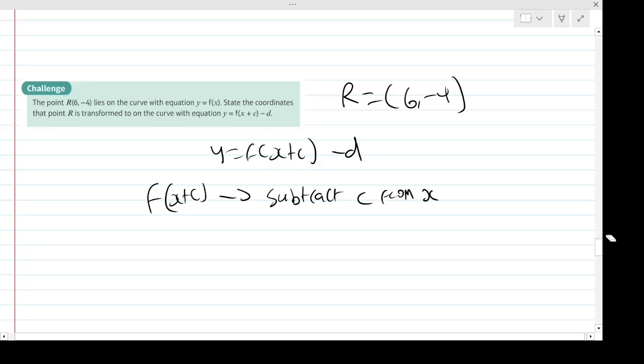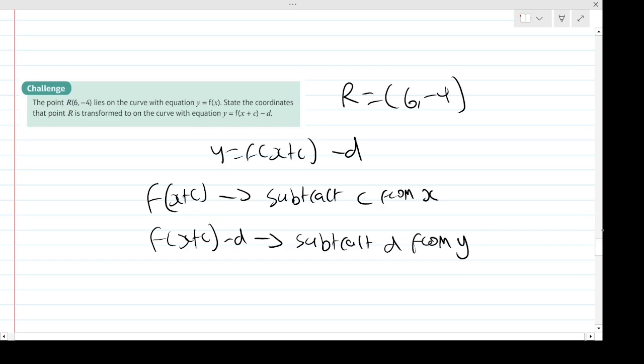And then lastly, I have this minus d outside the function. Anything outside the function itself is going to affect the y value. And in this case, I do what I expect. If it affects the y value, you'd expect it to subtract d from y, and that's what we're going to do. So if I have f of x plus c minus d, it's going to subtract d from y. Or you could think of it as adding minus d. Anyway, that's basically what we're going to do.